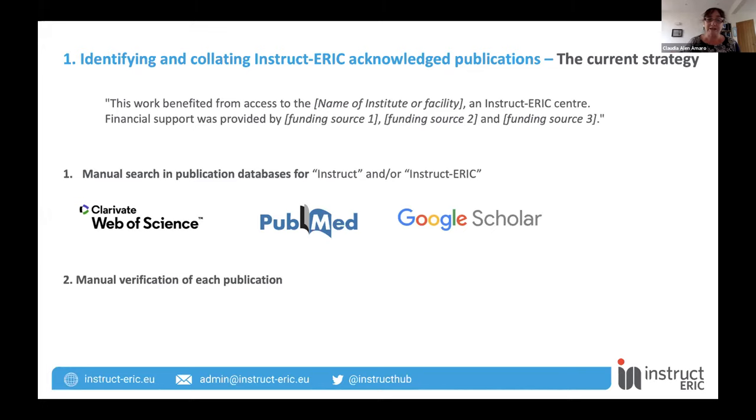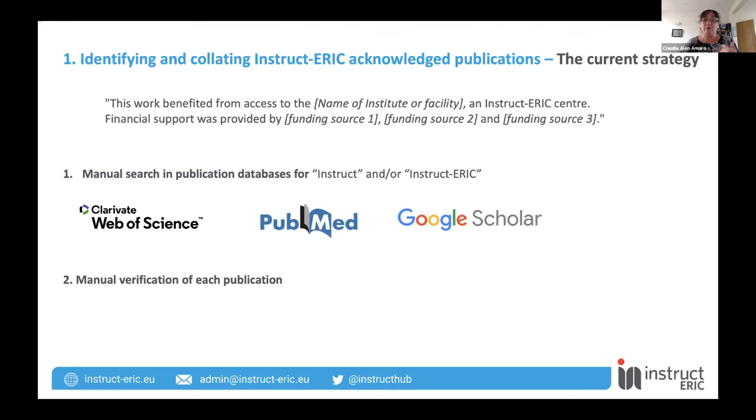In Web of Science, for example, we pick a publication that has acknowledged Instruct either in the funders field or the acknowledgement. But if there is no funder field, it goes to the acknowledgement. But if there is both a funder field and an acknowledgement, it only looks at the funders field. Then if our researcher has by mistake put our funding in the acknowledgement, this is a false negative. And in PubMed and Google search, we get false positives.